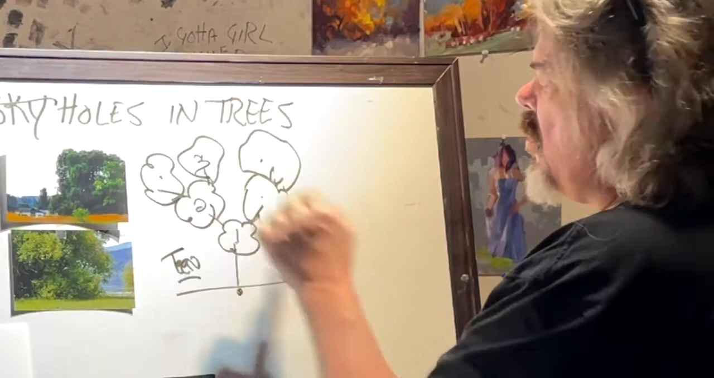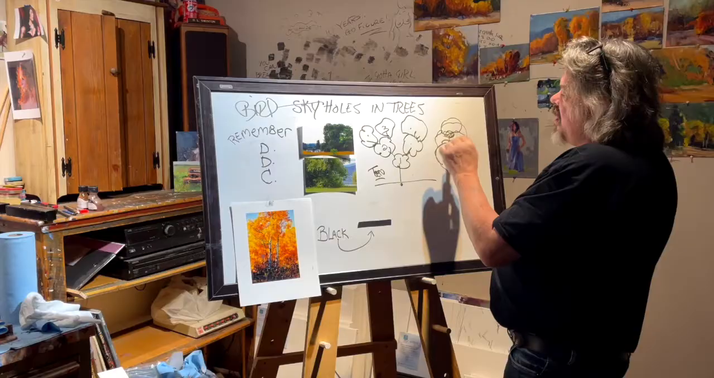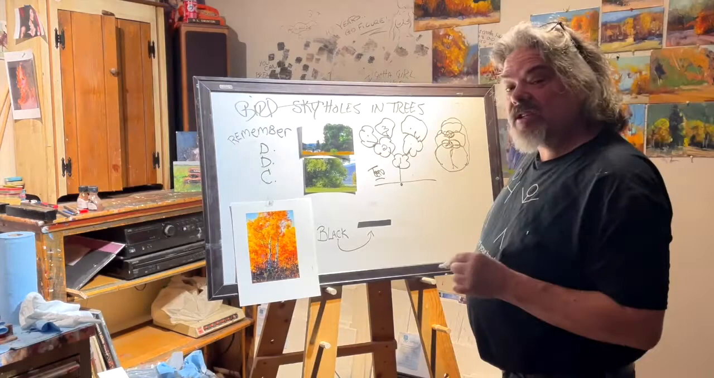So your tree ends up looking like this, but you'll see inside your photo, there's a blompy and a blompy and another blompy. Where these meet right in there, that's where you need to put a sky hole. Okay? Here's the key to the sky hole. Let's go over here.